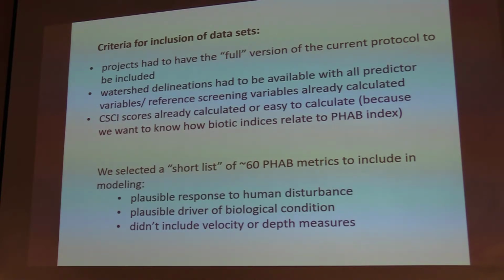And then Rafi and I selected a short list of about 60 PHAB metrics to include in modeling based on, we thought they had a plausible response to human disturbance, we thought they were plausible drivers of biological condition, and we decided early on not to include velocity or depth measures because we weren't really trying to predict how much water was in a channel at a given time.